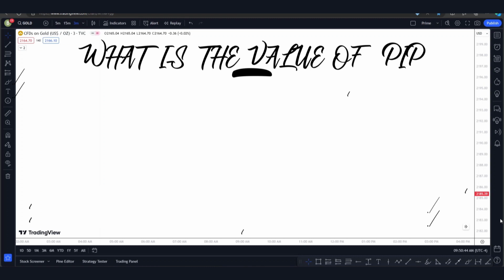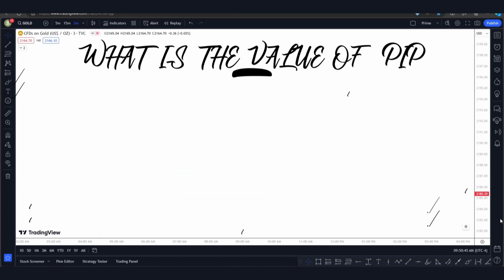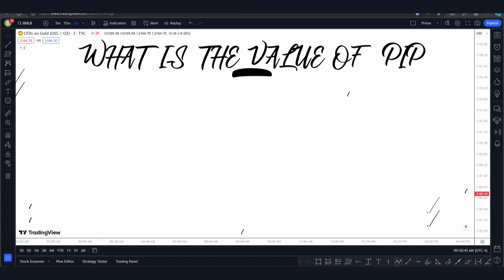Because in your trading, as a trader, when you buy and the market moves up, you make money. When you sell and the market goes down, you make money as well. So how do you actually know the exact value or amount of money you make on these pip movements, or the exact amount of profit or loss?